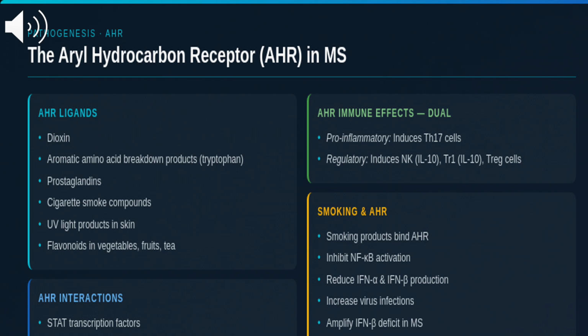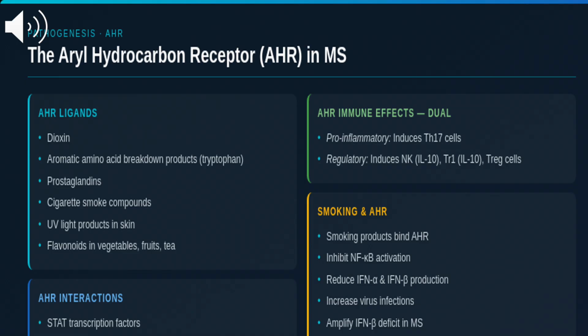The AHR has paradoxical effects on immunity. On one hand, it can induce inflammatory Th17 cells. On the other, it can also induce regulatory NK cells that secrete IL-10, Tr1 cells that also secrete IL-10, and T regulatory cells. Whether the AHR drives inflammation or tolerance appears to depend critically on the specific ligand and the culture conditions, an important caveat for interpreting experimental data.